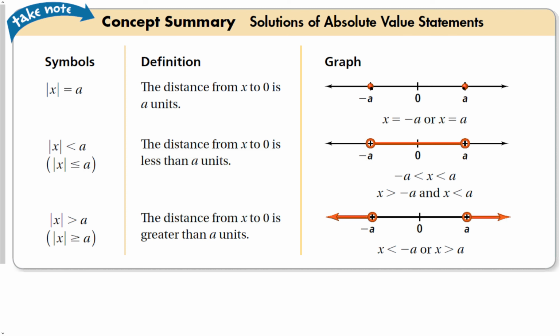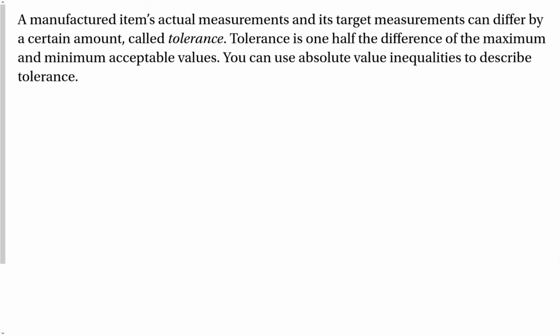All right, so our three situations here: if we have an absolute value equal to A, we would get these two answers. If it is less than, it would be in between those two solutions. If it's greater than, it would be to the left and to the right.